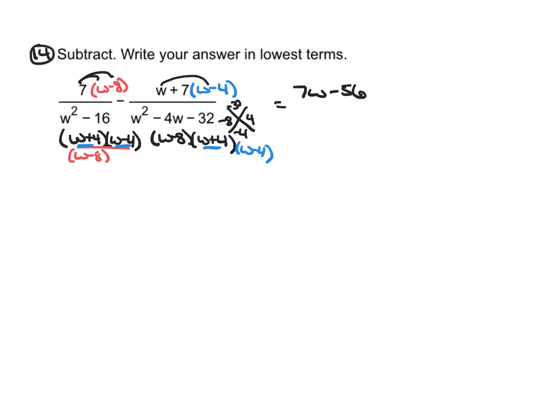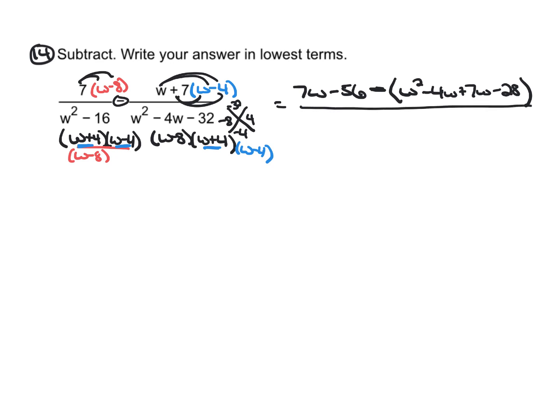Okay, and now I am subtracting all of what comes next. W times w is w squared, minus 4w, plus 7w, minus 28. Feel free to make a box to multiply that out if it makes more sense to you. Okay, and our bottom is w minus 8, w plus 4, w minus 4.